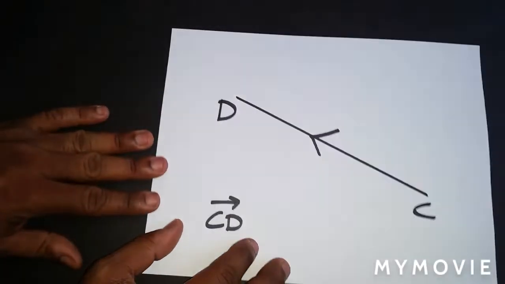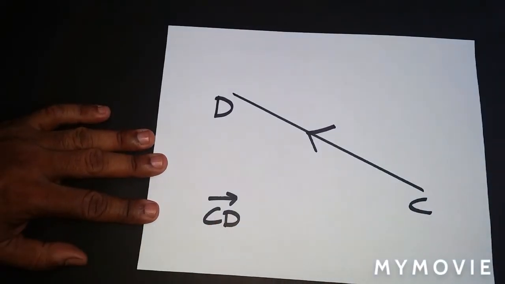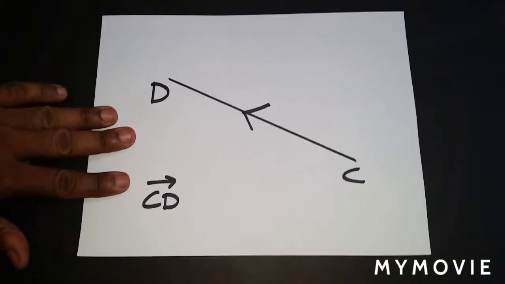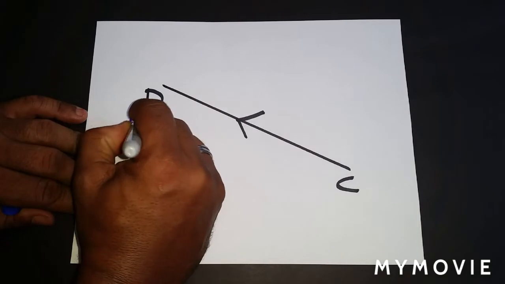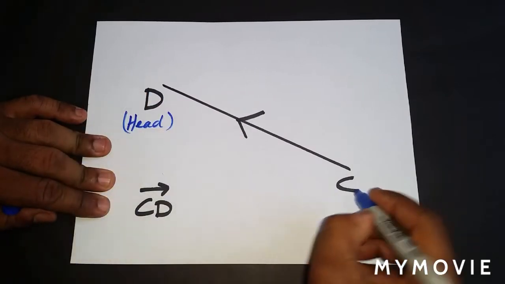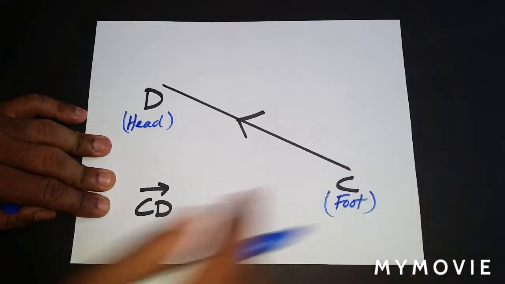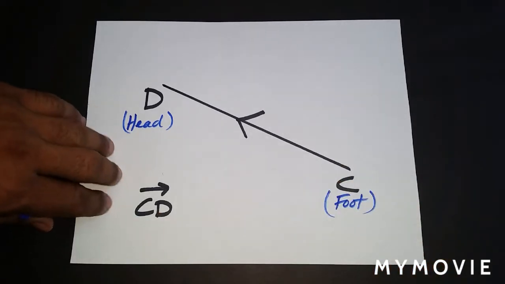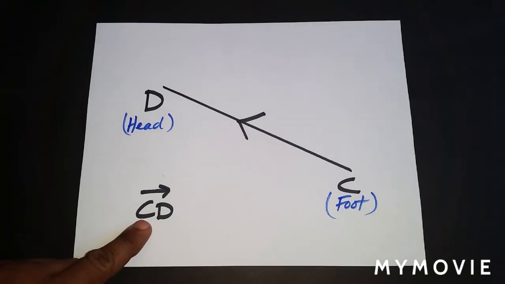Now, here's another example of a vector, and observe clearly where the arrow is pointing. The arrow is pointing towards the letter D, which means that the letter D is the head of the vector. So that's the head. And of course, this would be the foot or the tail. Okay? So the arrow always points towards the head of a vector. And of course, in this case, the head is D. So this vector would be called CD.